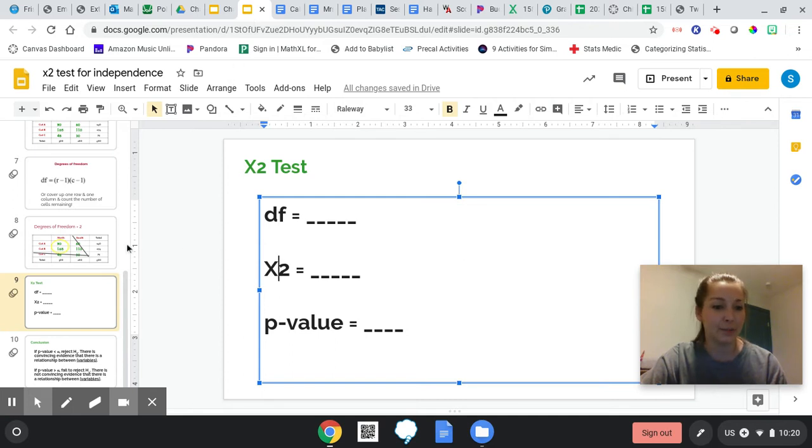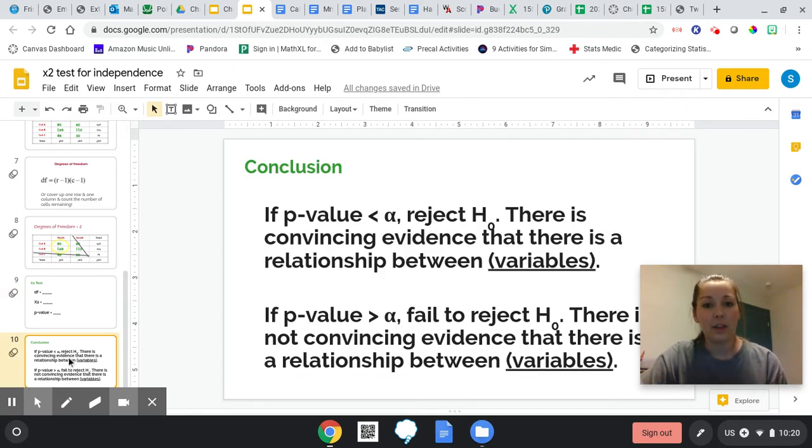Slides presentation. The conclusion is the same conclusion that we've been doing. So if the p-value is low, reject the H0. That's what I do in my class.